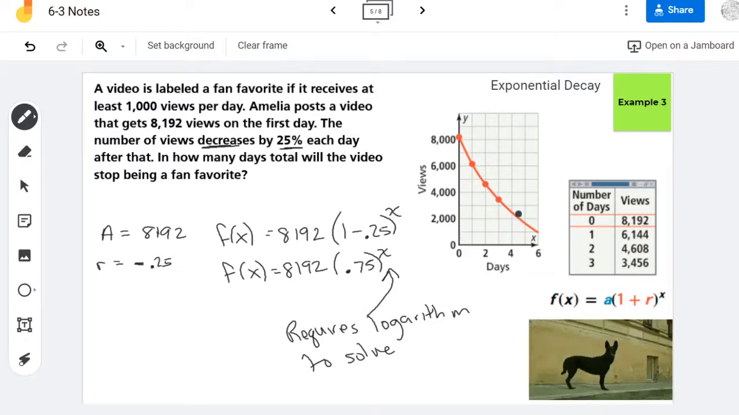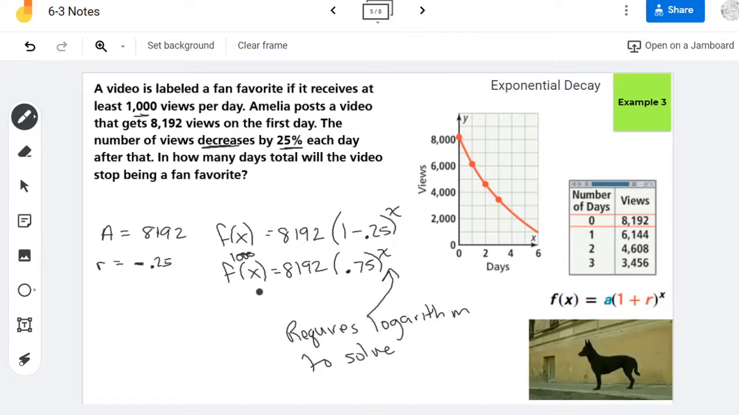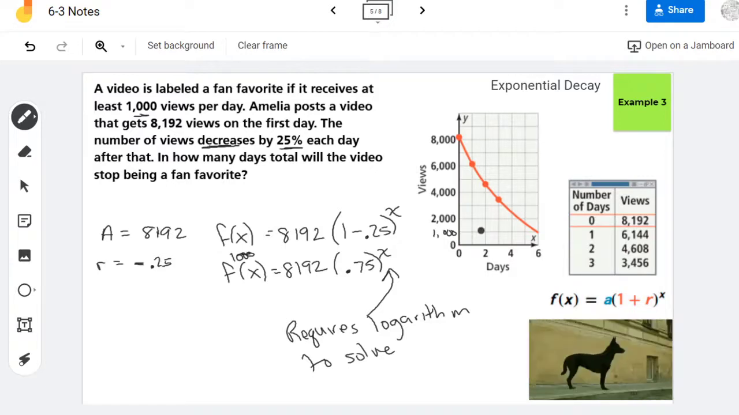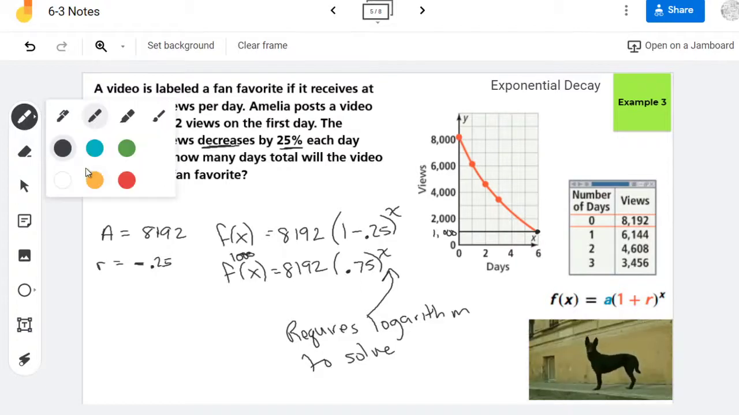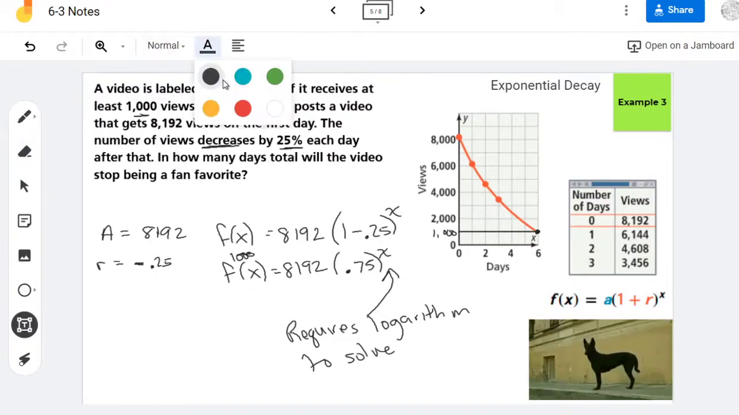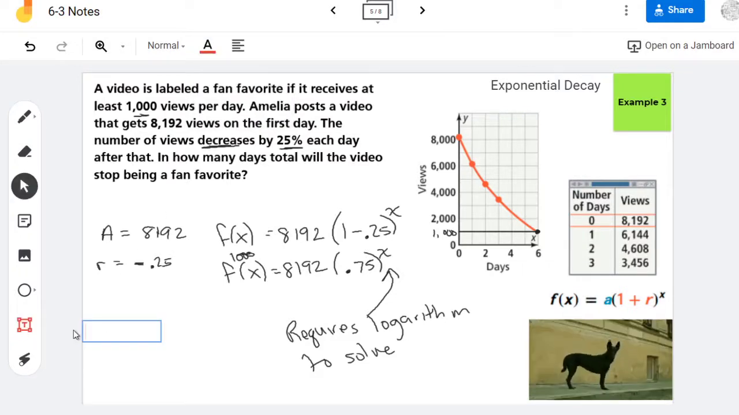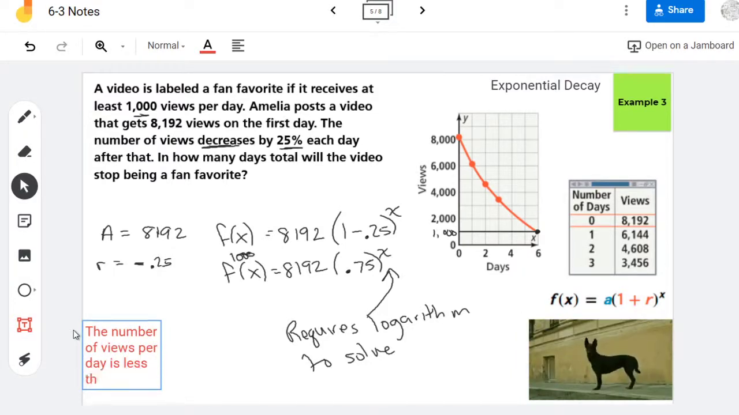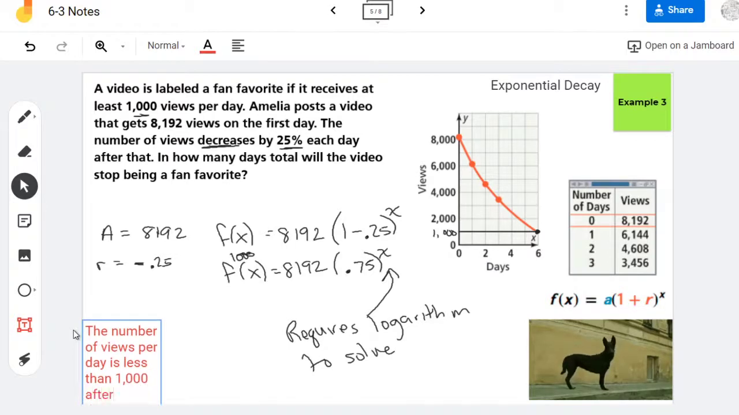So here we are. What we're doing is trying to evaluate when the views per day is 1,000. So when this part here, the f of x, is replaced with 1,000. I can go to where 1,000 is on my y-axis and approximate where it is on the graph. You can see that it's at 1,000 just about on day 6. I'm actually going to type that out, because it is a word problem. The number of views per day is less than 1,000 after day 6.